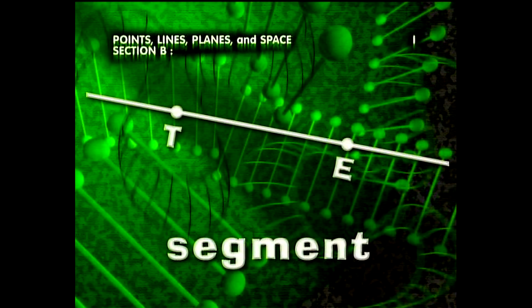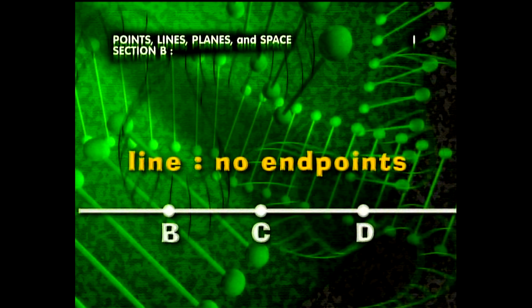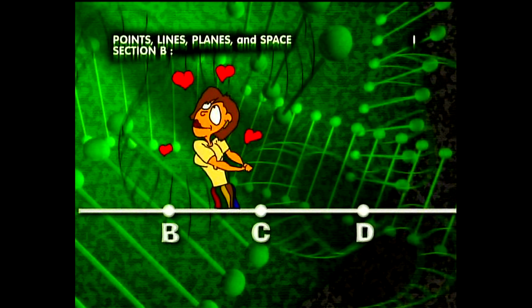A segment is the part of a line or ray that is between 2 points. Here, segment TE begins at point T and ends at point E. We write segment TE as TE with a solid line above it. In ray AB and segment TE, A, T, and E are the endpoints. So a ray has one endpoint and a segment has 2 endpoints. By the way, a line doesn't have any endpoints. It just goes on forever, like True Love and Seinfeld reruns.